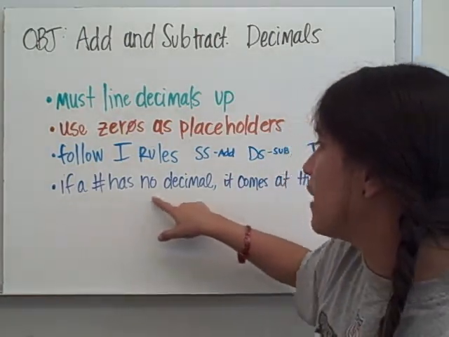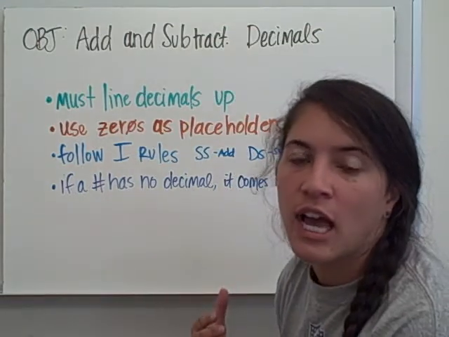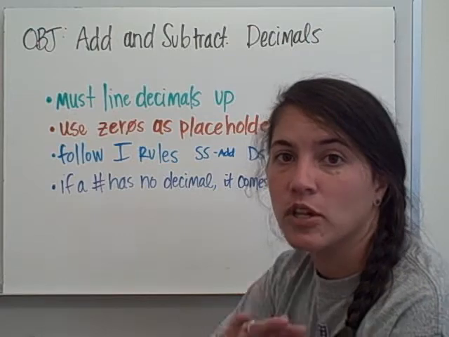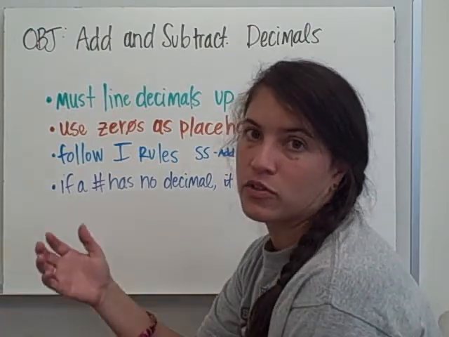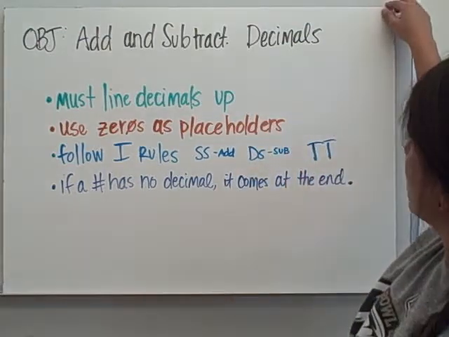And then if a number has no decimal, it comes at the end. Just like you put a period at the end of a sentence, a decimal comes at the end of the number. So think in terms of where you would put a period for language arts.